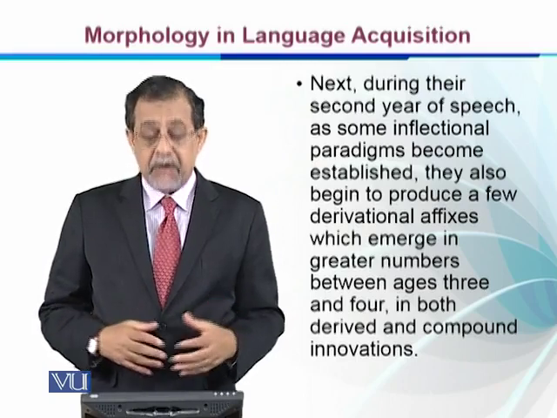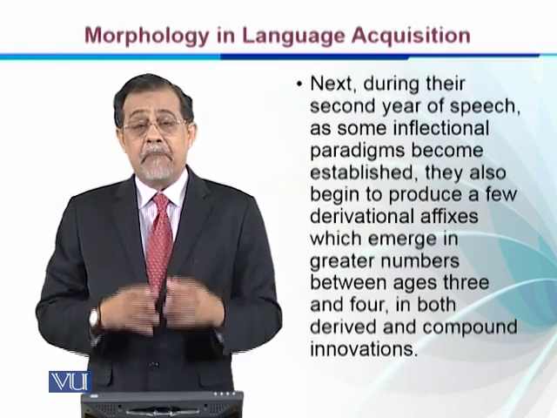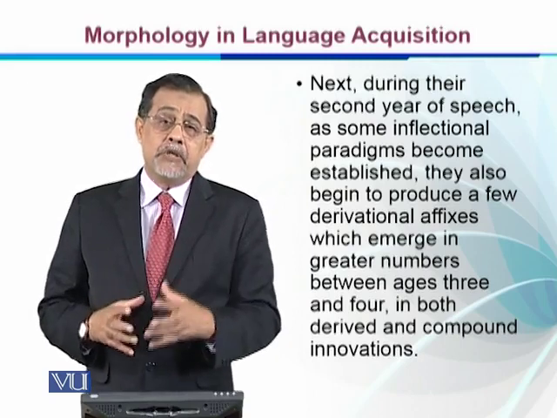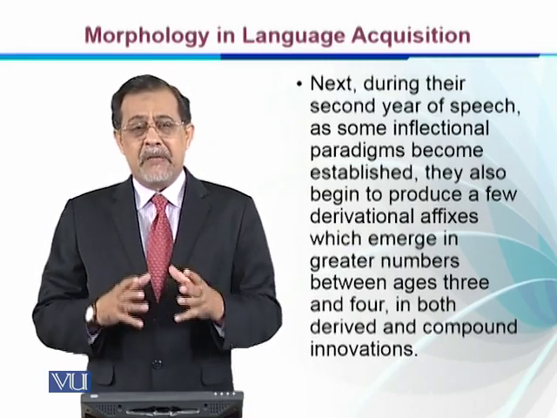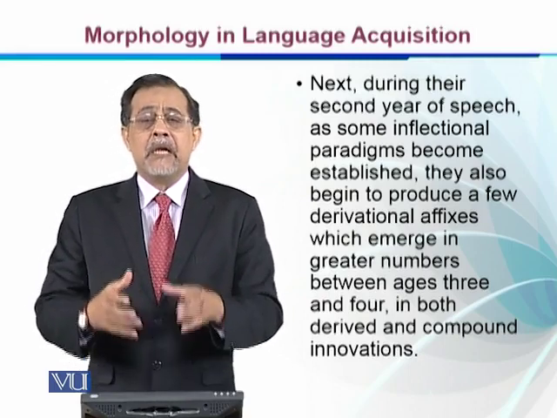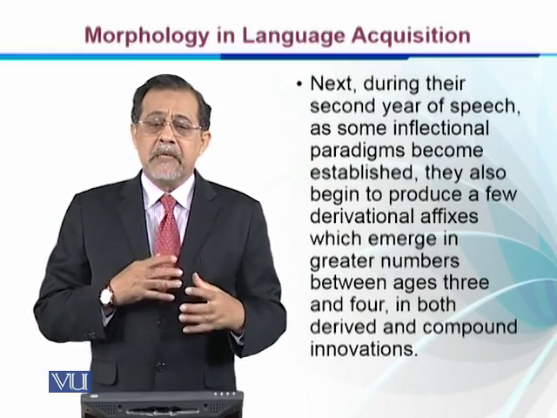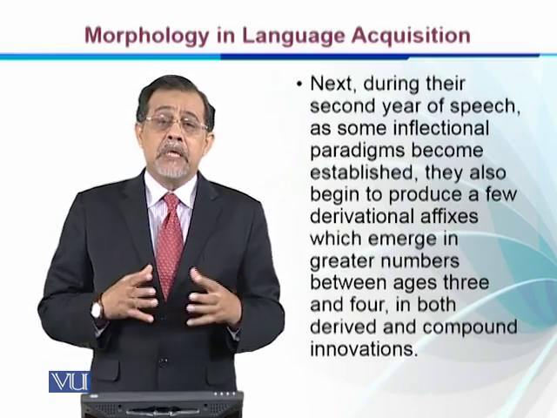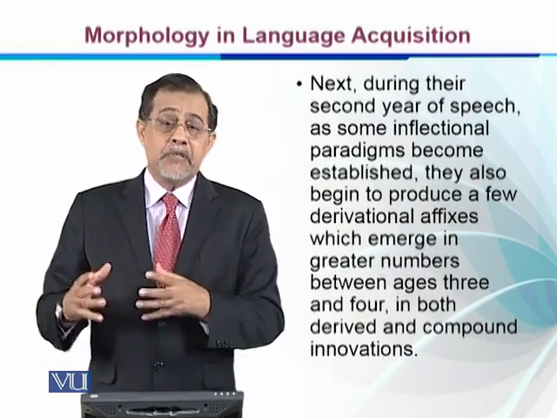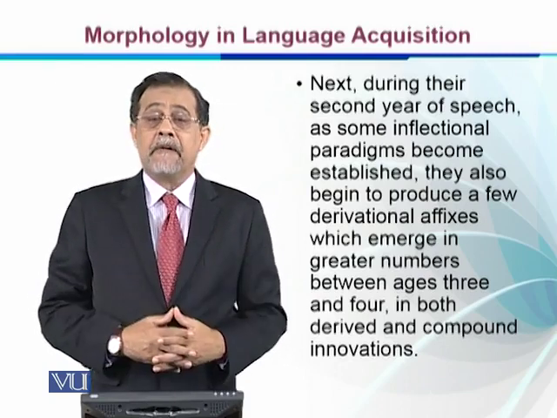in both derived and compound innovations. So this is generally the way, with the help of their morphological knowledge, that children acquire their language: at what age they start using morphology, and how they start using morphology in a way in which it also uses syntax. So this is the sort of morphosyntactic knowledge that children acquire while learning their first language.